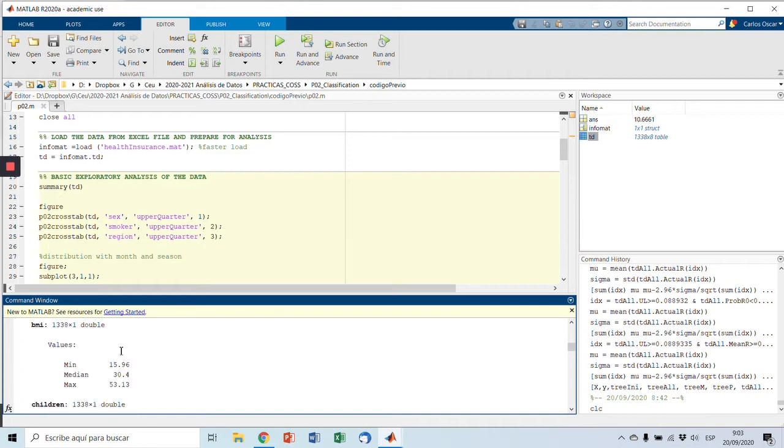Then body mass index. The body mass index goes from almost 16 to a maximum of 53. The median is 30. The body mass index is a value that tells you the relationship between your weight and your height. So for normal people, it should be somewhere between 18.5 and 25. If you are below, you are too thin, and if you are above 25, you are overweight.